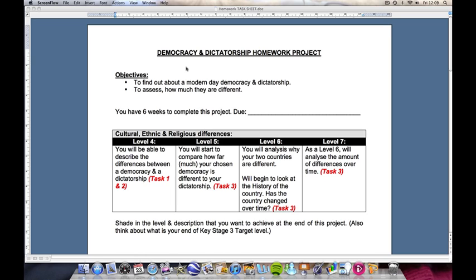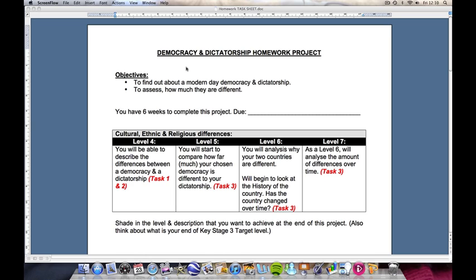A level 4 presentation will simply describe the differences between your chosen democracy and your chosen dictatorship. At level 5, you will start to compare how much difference there is between the democracy and the dictatorship. So you will start that process of analysing. Level 6, you will develop that analysis even further, and you will start to question why those two countries have such different forms of government.